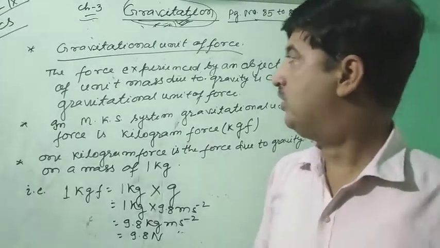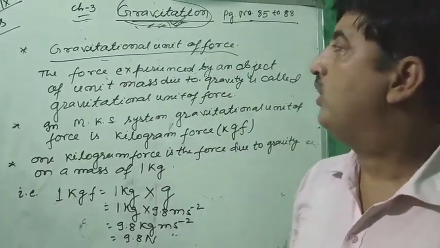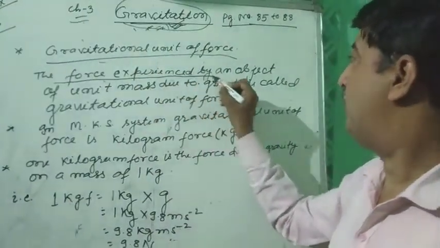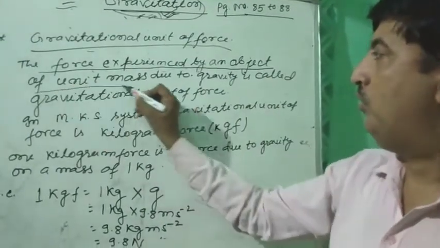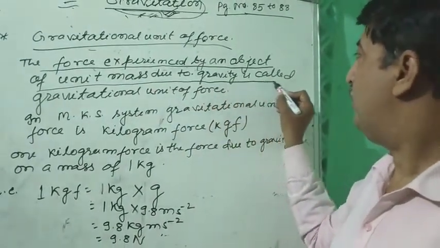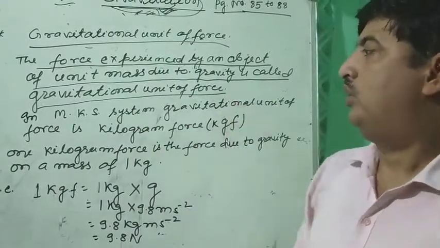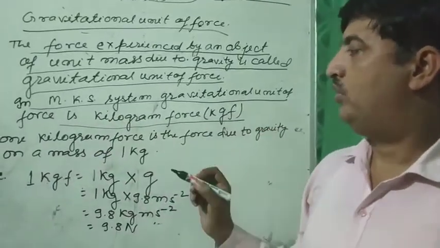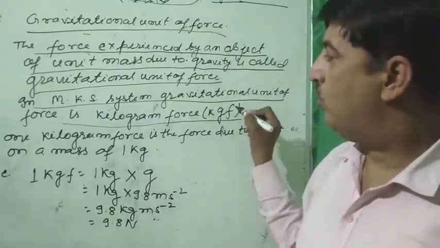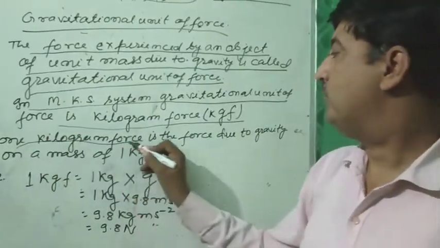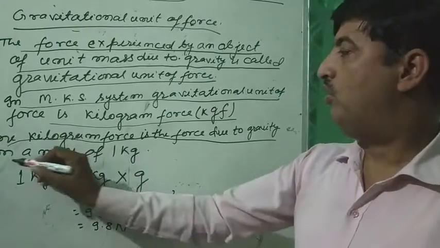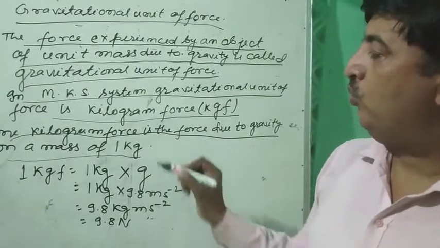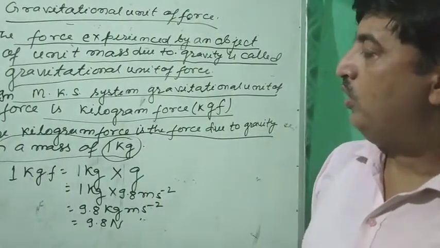Now let us discuss the next topic, gravitational unit of force. What is gravitational unit of force? The force experienced by an object of unit mass due to gravity is called gravitational unit of force. In MKS system, the gravitational unit of force is kilogram force. How can we define 1 kilogram force? 1 kilogram force is the force due to gravity on a mass of 1 kg. Means the gravitational force applied on 1 kg of body is called 1 kilogram force.